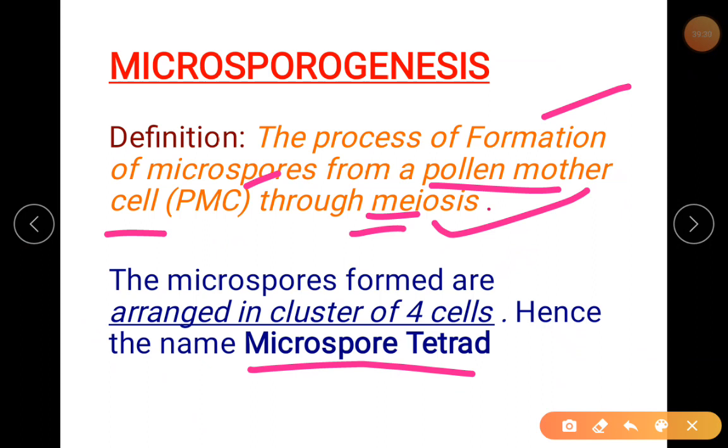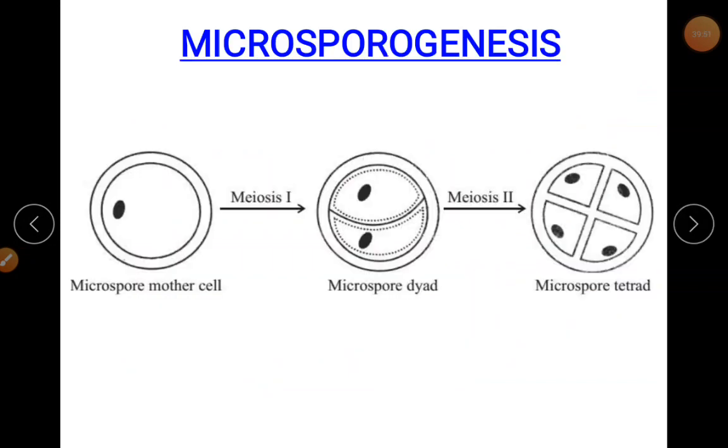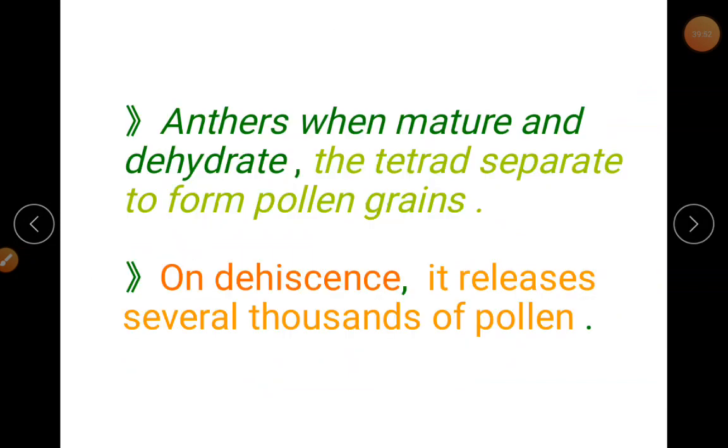The microspores formed through microsporogenesis are arranged in a cluster of 4 cells. They are arranged in a cluster of 4 cells. Hence the name microspore tetrad. That's the answer. You have the question at the end. Please answer similarly as I said.